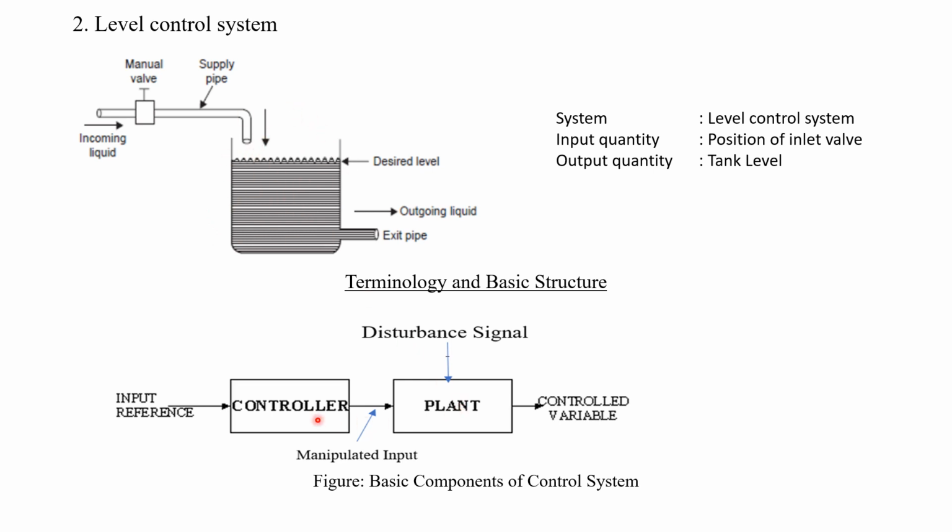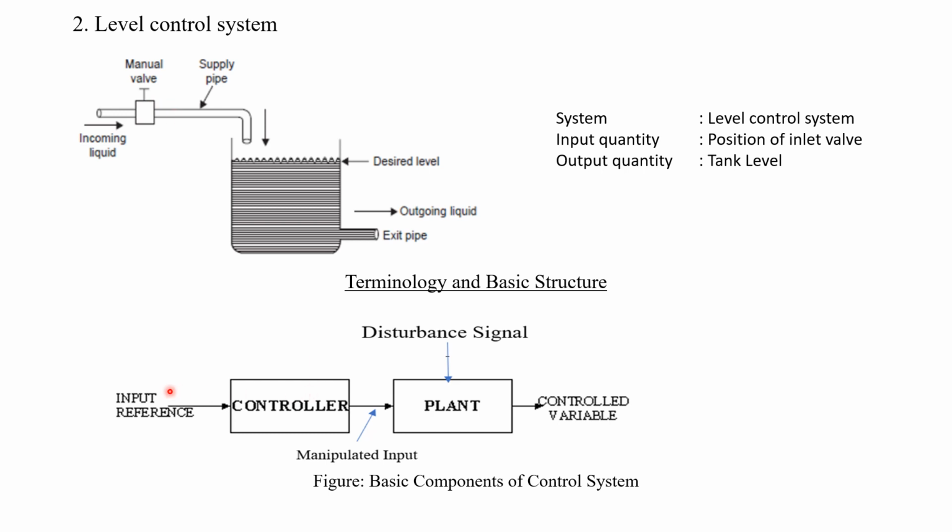Then the controller. The controller is also a part of the control system which controls the plant. The output of the controller will be the manipulated input signal that is directly applied to the plant. In this example, the controller is the inlet valve, the manual valve, and the manipulated input in this example is the position of the inlet valve. That is the manipulated input.